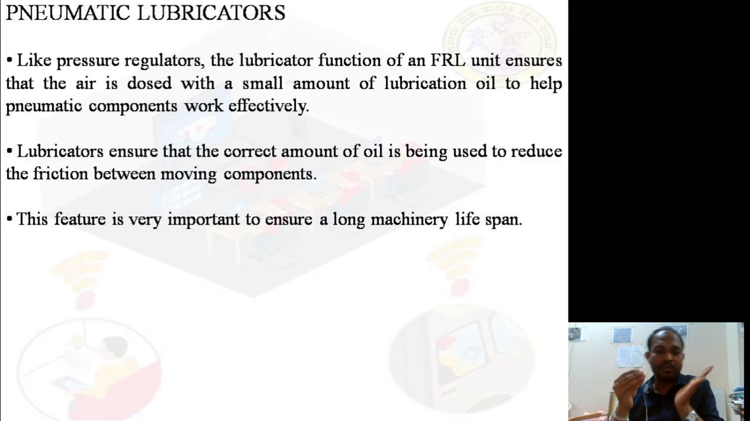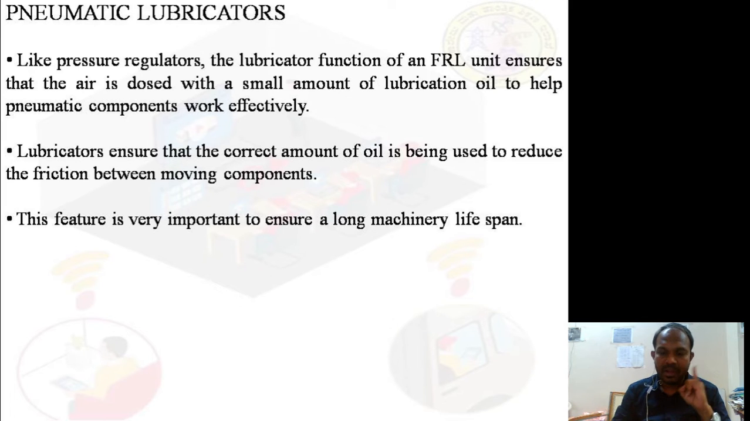Say for example, if you put 2 or 3 droplets on your hands, it is sufficient enough to rub your hands. If you put 1 cup of oil, it is not. What happens? It slips away. It is not giving an optimum lubricating effect. So an optimum amount of lubricant has to be supplied to the lubricating unit, and that is maintained by these lubricators.